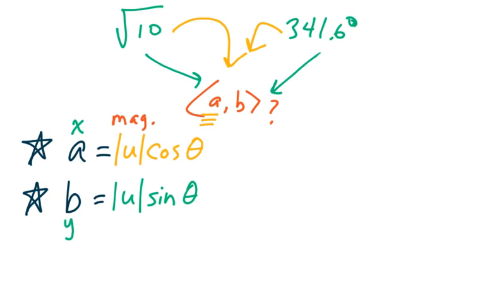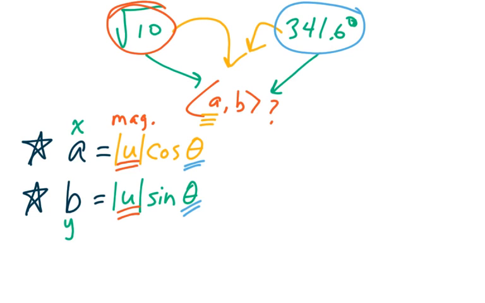And remember how we always memorize that x and cosine are related and y and sine are related. So this is great because this means that we have our magnitude, which is right up here, and we have our direction angle theta, which is right up here. So that's where they would plug in. Shall we try it? Let's see if we actually get the original vector back out.